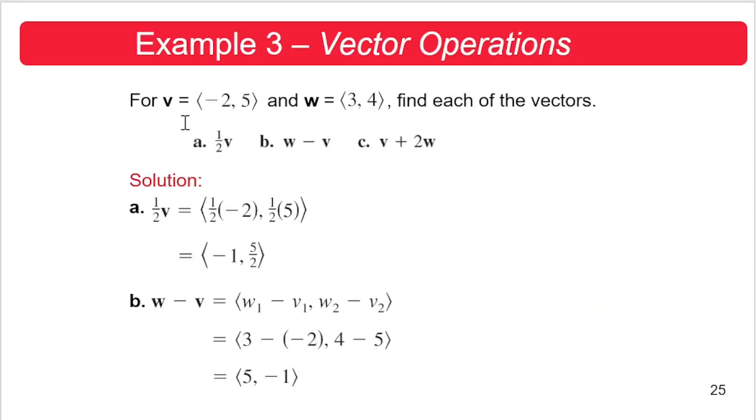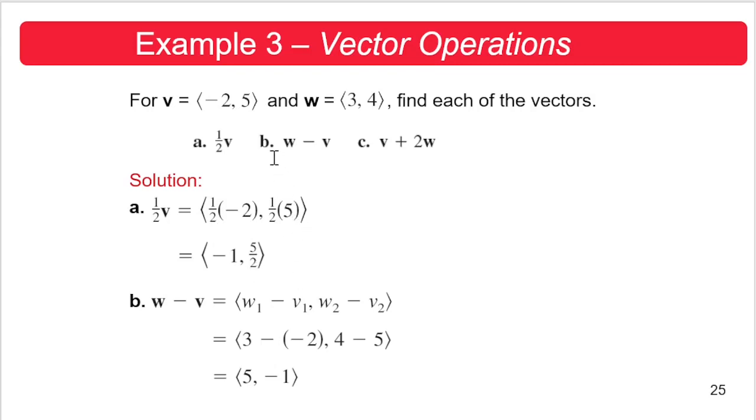As an example, given these two vectors V and W, what we need to find are the following. Letter A, 1/2 of vector B. Letter B is W minus B, and C is B plus 2W. To find the vector 1/2 B, just simply multiply this vector B by the constant 1/2. So we multiply each component of vector B by 1/2. So 1/2 of negative 2 is negative 1, and 1/2 of 5 is 5 over 2.